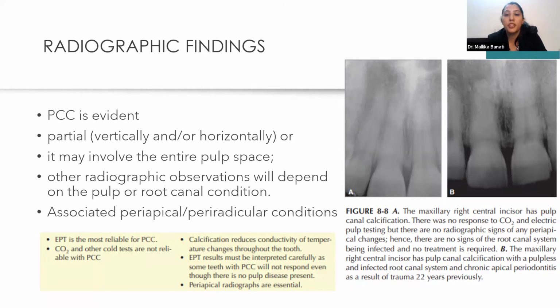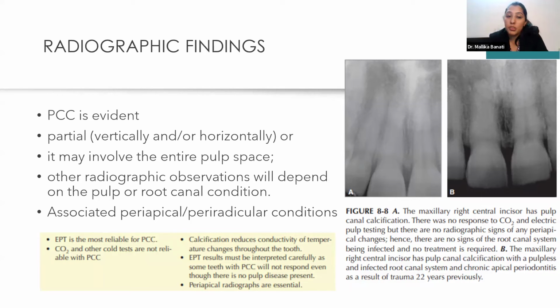Other radiographic observations will depend on the pulp or the root canal conditions as well. Associated periapical, periradicular conditions might be seen, and that helps you judge what exactly your treatment plan will be. If there is something you have to do with the tooth, only then try and open such a tooth. Otherwise, it is one of the contraindications of endodontics to deal with such teeth until there is any pain or any symptom that the patient is giving.